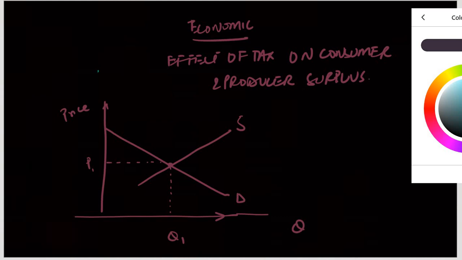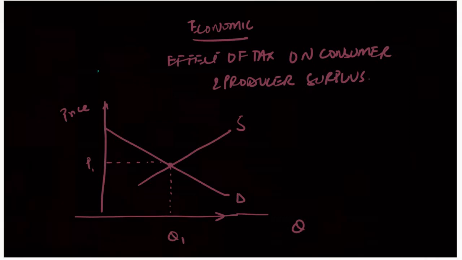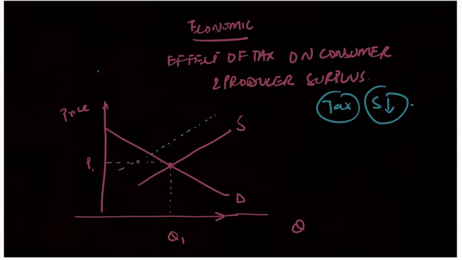Now what will happen? What is the effect of tax? Basically, if you put a tax, the supply will decrease. In general, the supply will decrease, so we will be showing a parallel shift in the supply curve, and I am showing it in another color so that you may understand this. This becomes S plus T.